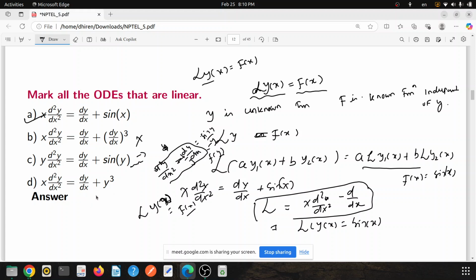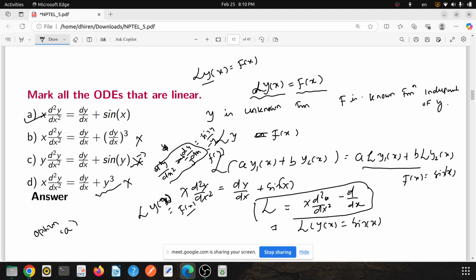So similarly you can see this also. So here only option A represents the linear ordinary differential equation. So the answer is option A. All other options are not.